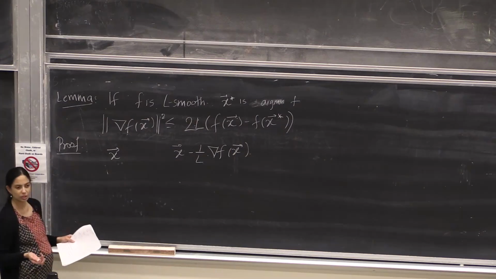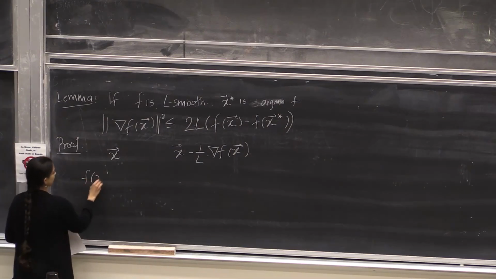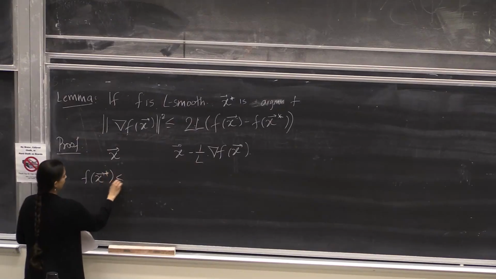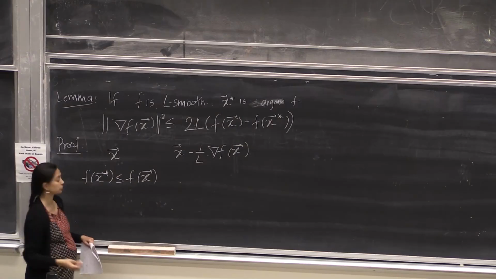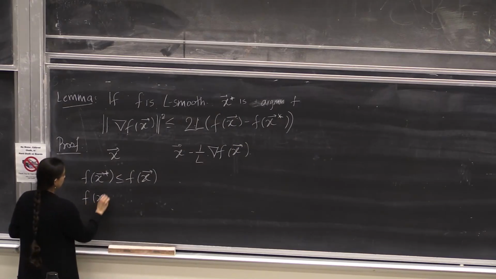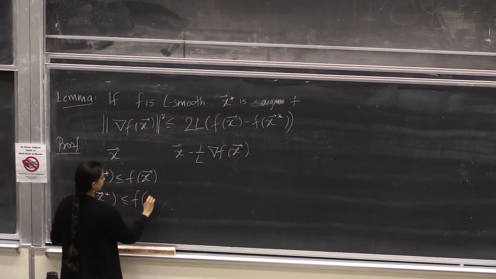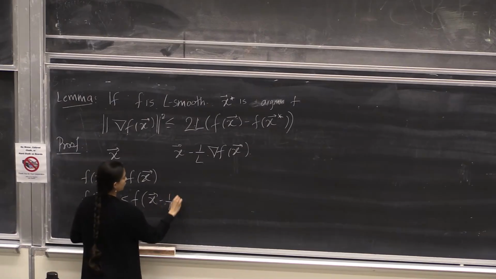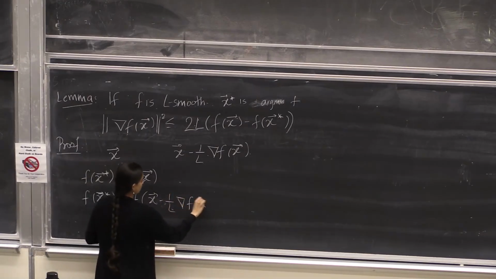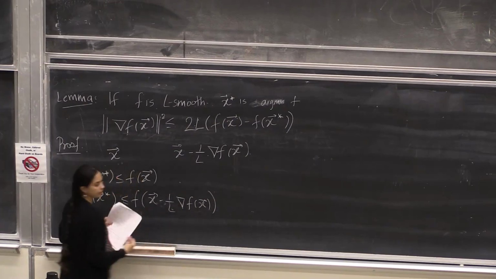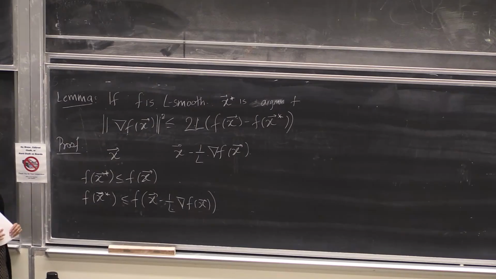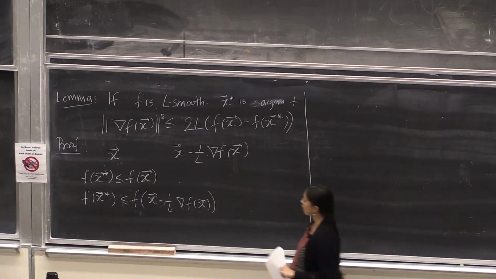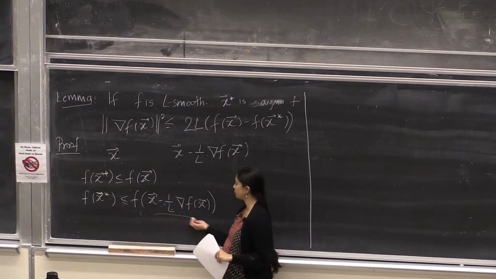But now, if x star is a minimum, what do I know? I know that f of x star had better be less than or equal to f of x, right? It's the smallest. F of x star had also better be less than or equal to f of x minus 1 over L gradient of f of x, right? Both of these things had better be true. So now here I have something that's kind of the difference between two things, right?